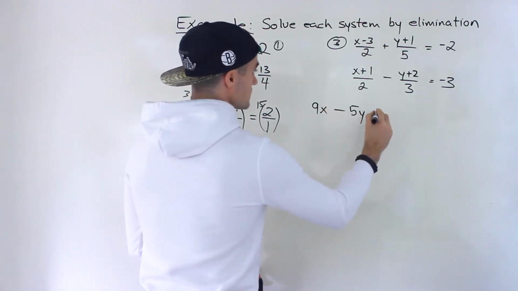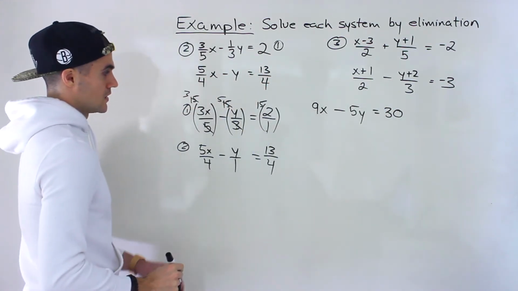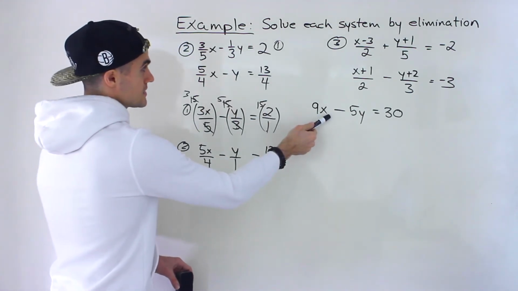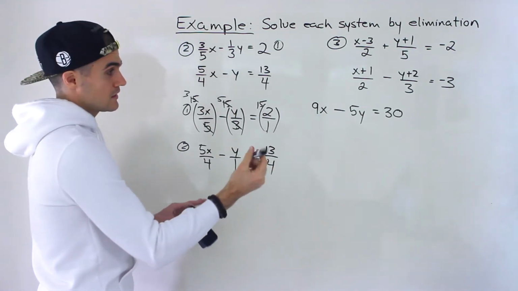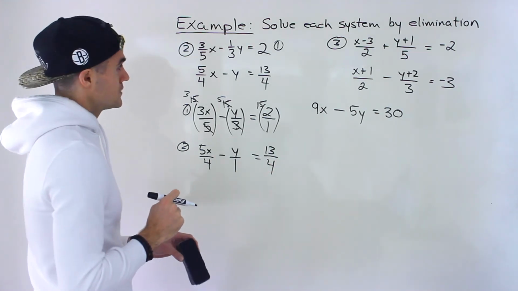And then 15 times 2 is just 30. So this original and this, they're the exact same thing, right? They look totally different, but they are actually the same equations.